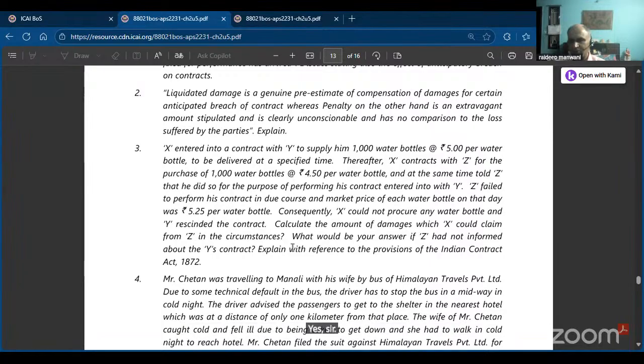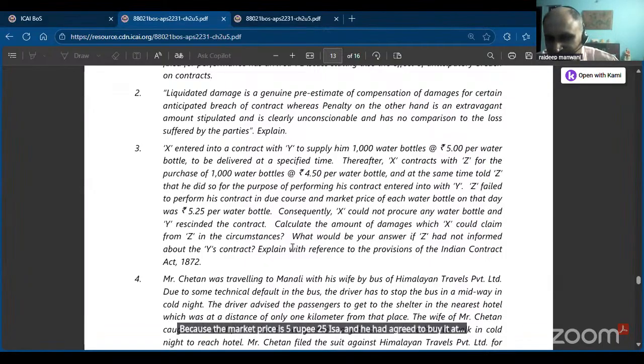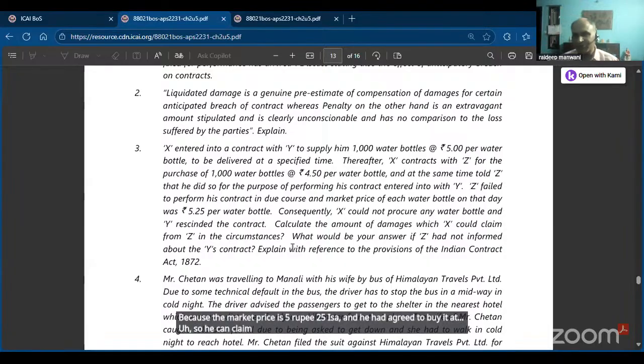How much? Sir, 5,000. Huh? 0.25. Very good. Who's that clever girl? Sana. Yes, sir. Because the market price is 5 rupees 25 paisa and he had agreed to buy it at 5 rupees, so he can claim 250 rupees as damages.